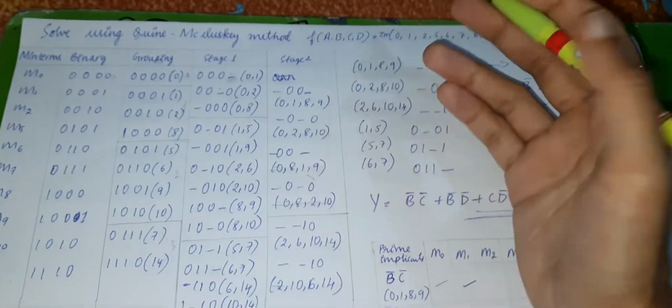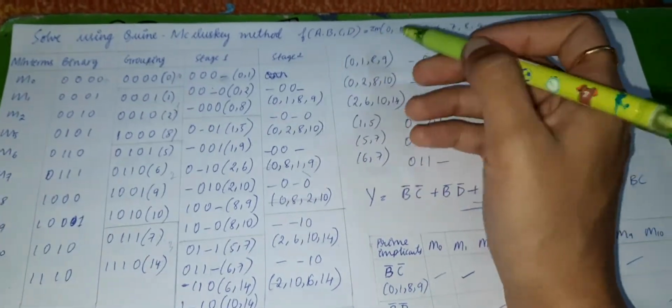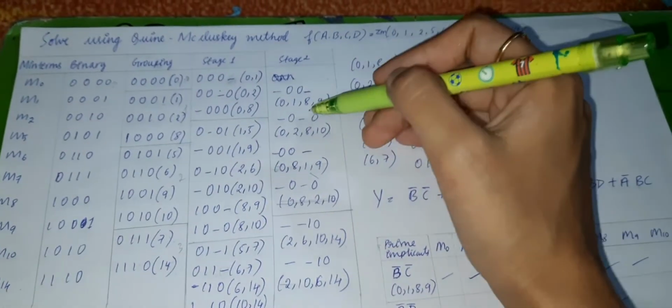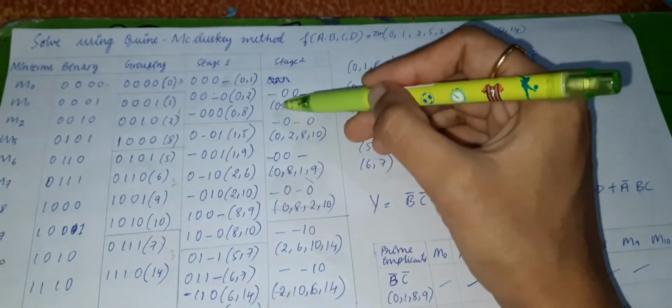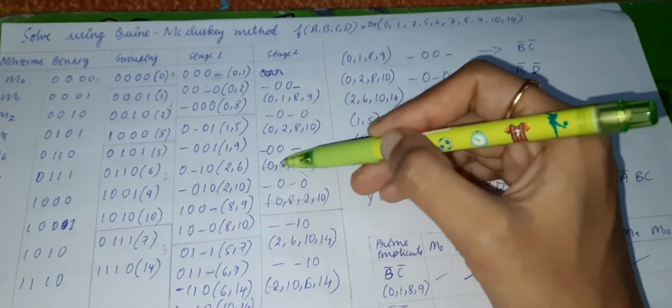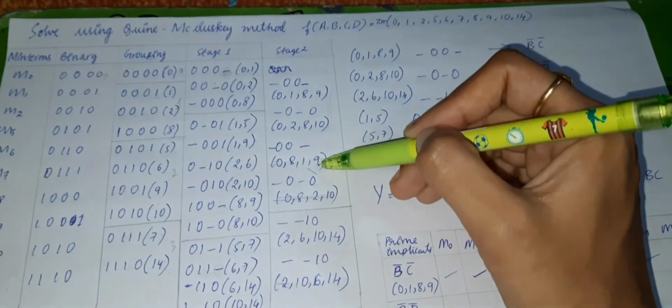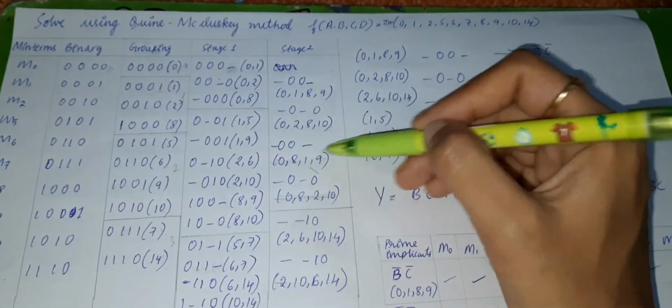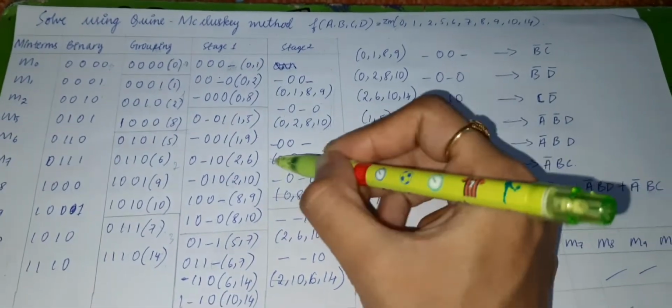After sorting out the terms in the stage 2, now let us cancel those terms which are common in stage 2. For example, 0, 1, 8, 9 and 0, 8, 1, 9. Here those two terms are similar except for the position. So cancel out any one. Let us cancel this one.